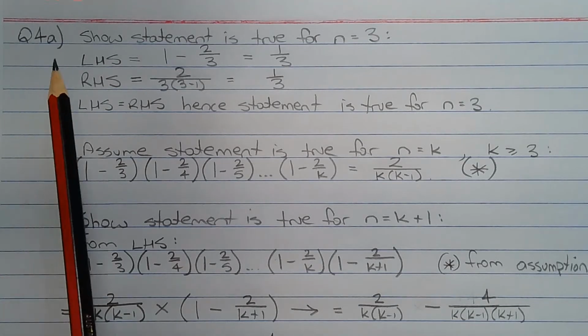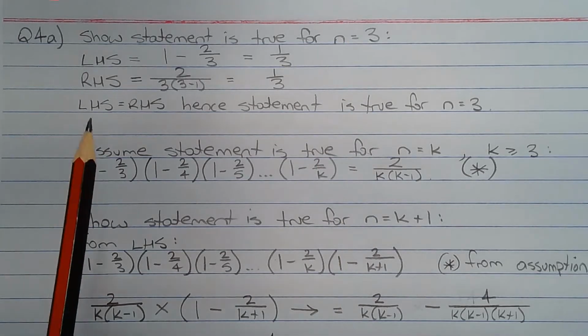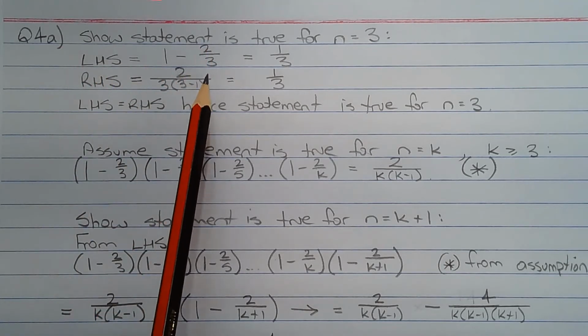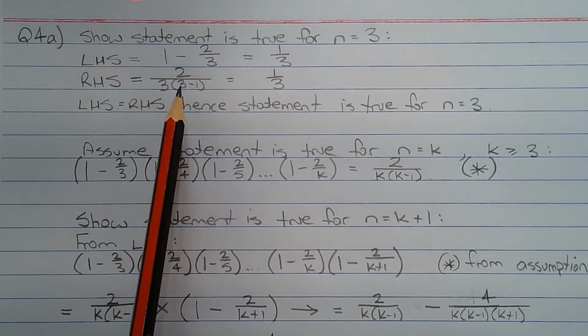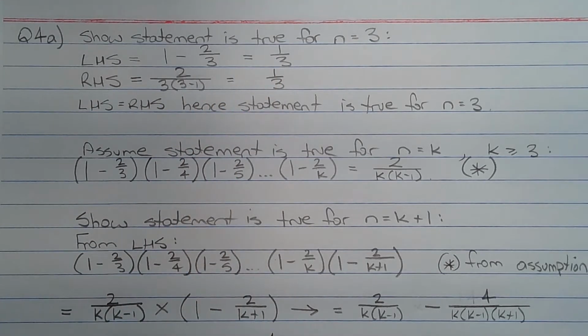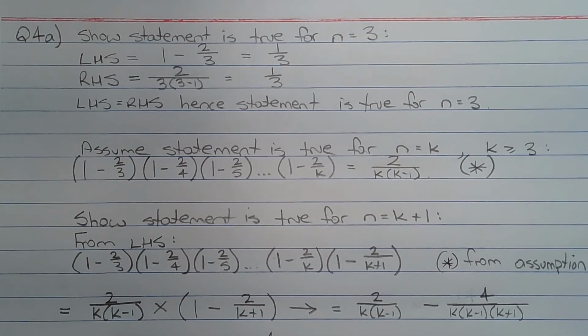The first step is to show the statement is true for some value of n. And in this case, the smallest value of n that we can test is n equals 3. Substituting n equals 3 into the statement, we have left-hand side equals 1 - 2/3, which equals 1/3, and the right-hand side equals 2/(3(3 - 1)), which equals 1/3. Now the left-hand side equals the right-hand side, hence the statement is true for n equals 3.